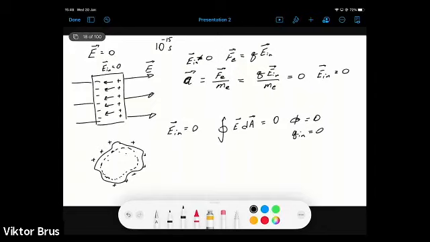So in all this volume, since we don't have any electric field flux, according to Gauss's law this closed surface doesn't enclose any electric charge. It means that all electric charge which can be placed on this conductor under electrostatic equilibrium conditions will always reside on the surface of this conductor.